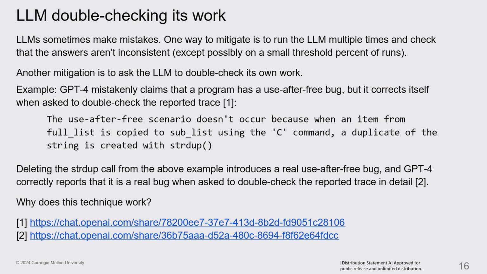Another thing that you could do is ask the LLM to double-check its own work. And we've tried that, and it actually works pretty well in the cases that we've tried. There's one example program where we asked it to adjudicate a use after free alert. In that case, it initially gave us the wrong answer. We asked it to double-check its work, and it says, oh, this use after free scenario actually doesn't occur because the program uses strdup to duplicate the string. So it's not actually used after being freed because you make a duplicate of it that you don't free.